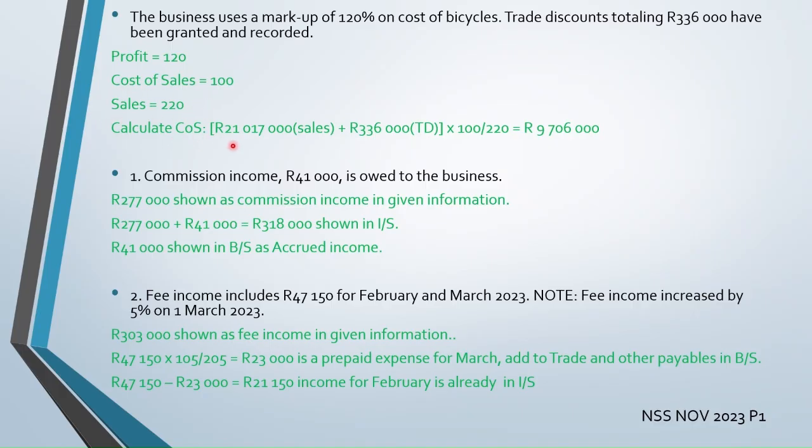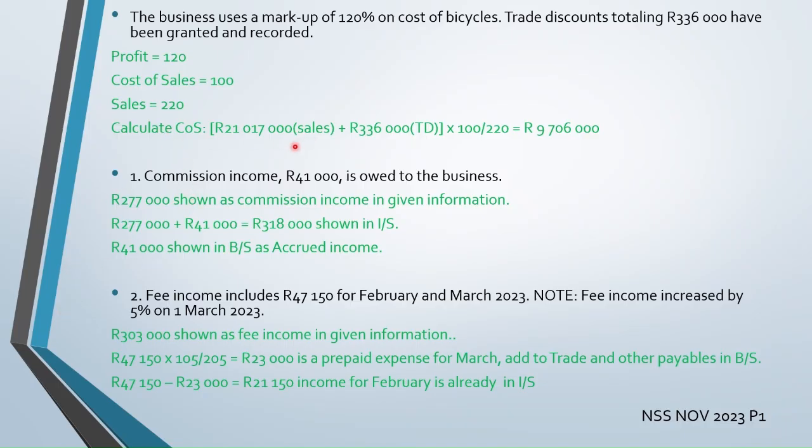So to calculate the cost of sales, you take the sales given in the information plus the trade discount and you multiply it by 100 over 220 because it is what you want over what you have to calculate the cost of sales, because this number is not in the income statement. You must calculate it and then you get this figure, the 9,706,000.